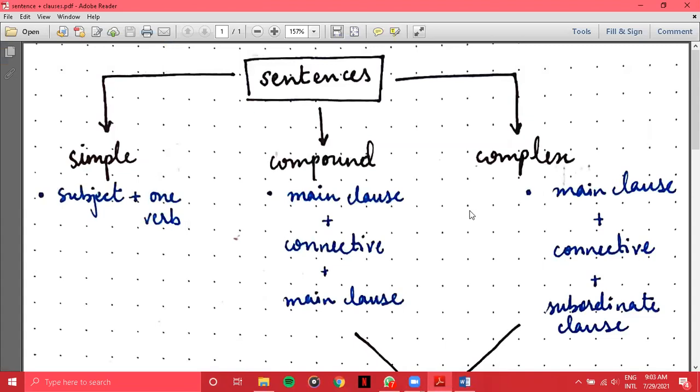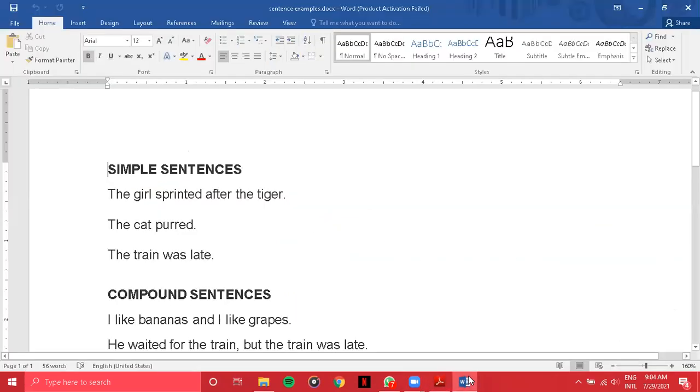Okay, so first of all, we're going to start off with sentences. Now we have three types of sentences here: simple, compound, and complex. How do you differentiate these three from one another? Simple sentences usually only contain a subject and one verb, only one verb that is related to the subject in the sentence, right? An example of a simple sentence could be: the cat purred.